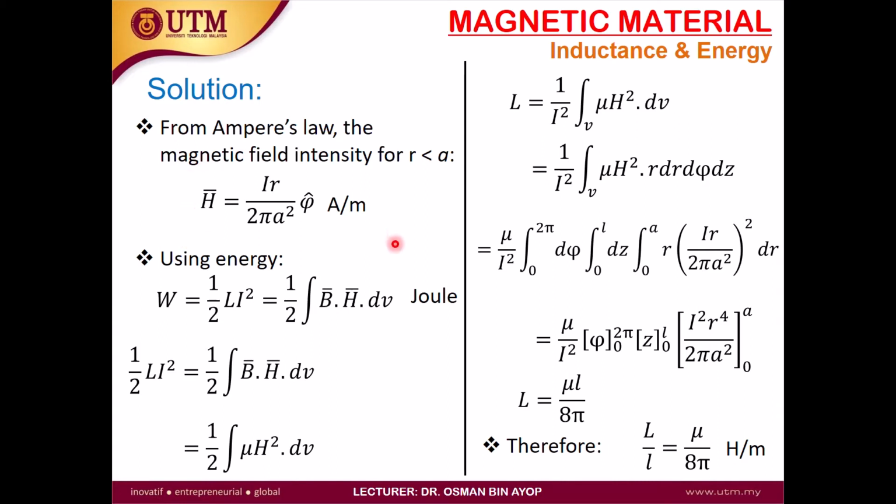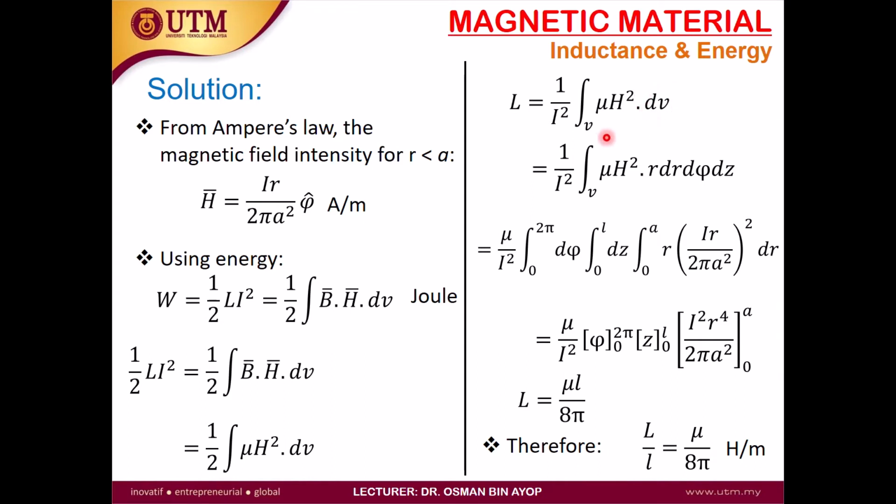Then, using the formula of energy, we know the energy equals 1 over 2 L I squared, or equals the integral of 1 over 2 B dot H dV, and the unit is joule. So you have to make sure the left hand side equals the right hand side, and you expand the formula into 1 over 2 mu H squared dV, and then you bring the 1 over 2 I squared to the right hand side. So what is left is just the inductance. So L equals 1 over I squared, the integration of mu H squared over the volume.